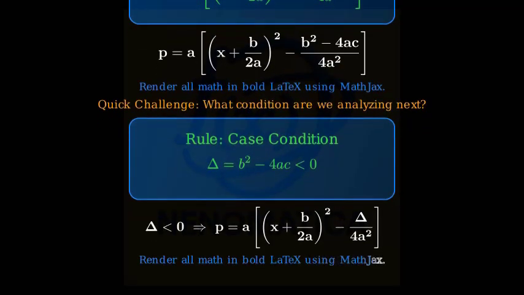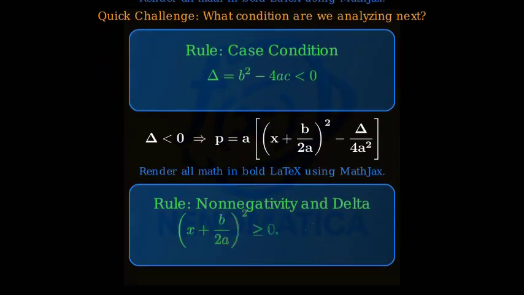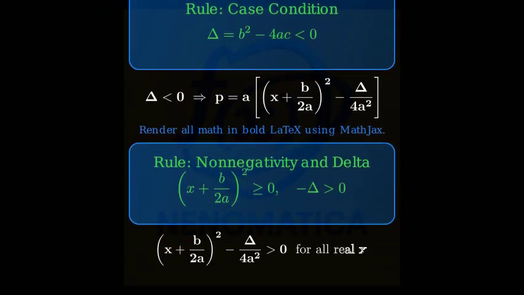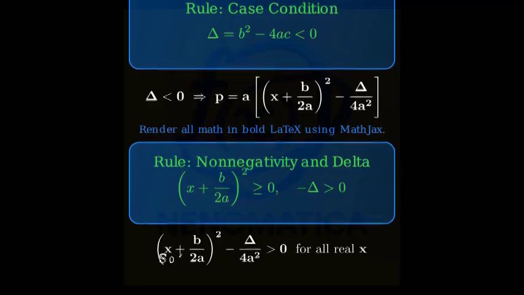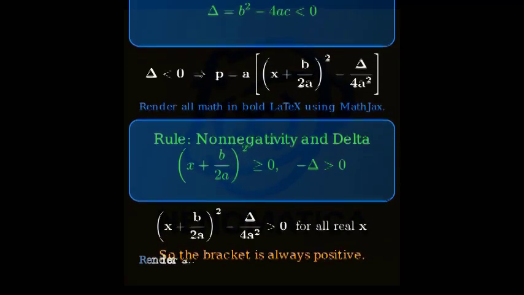Step 3. Analyze the bracketed term. The square part is always non-negative. Because delta is negative, minus delta is positive, so the entire bracket becomes strictly positive for all real x. That is the key to the sign of p. Step 4. Conclude the sign of p.